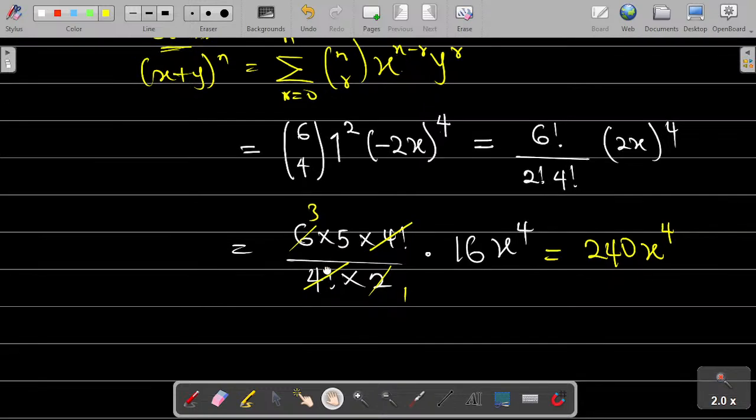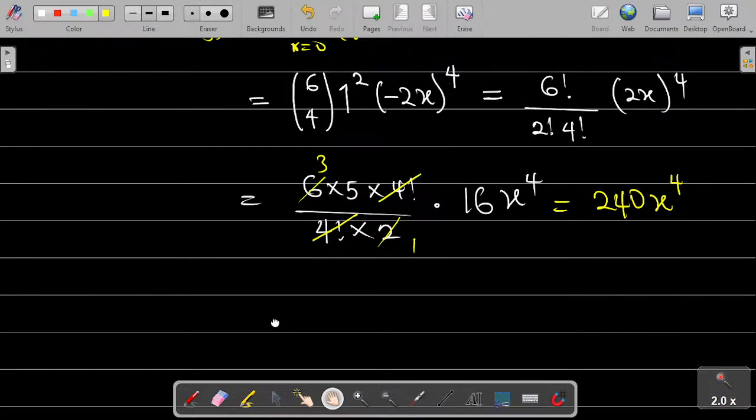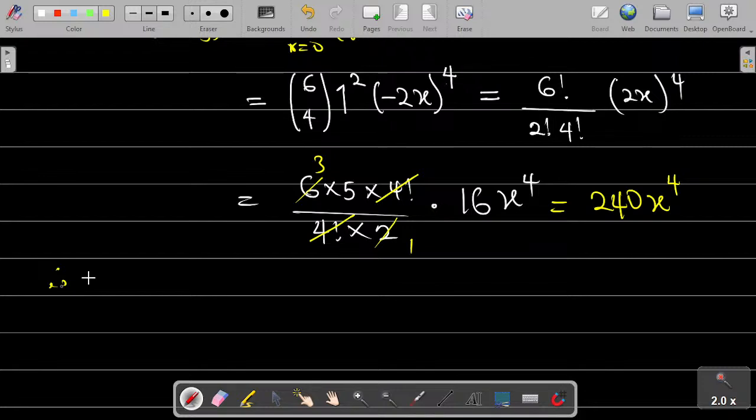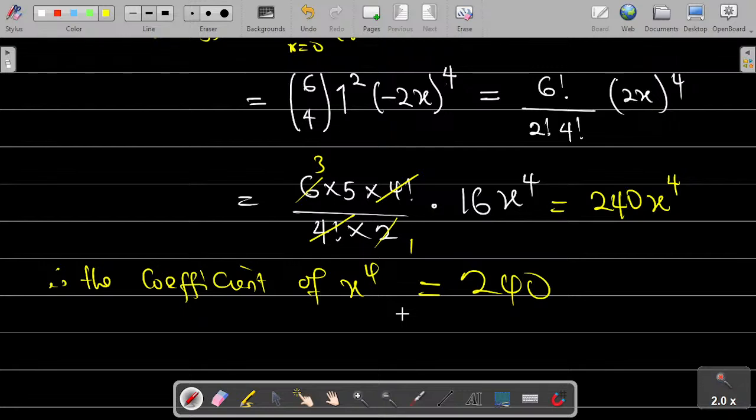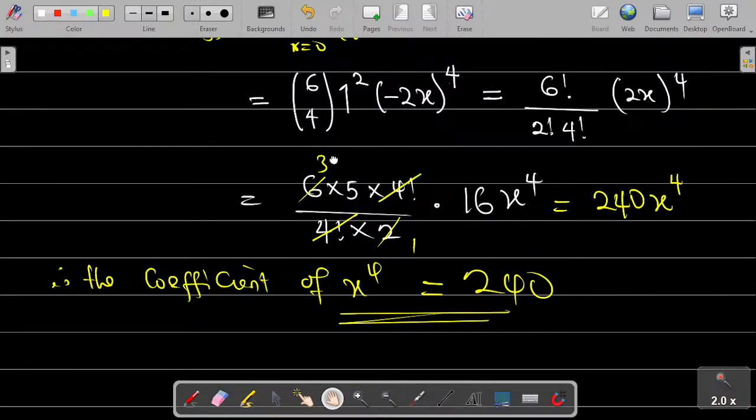And we are done. Therefore, the coefficient of x raised to the power of 4 as required is equal to 240. And that is the solution for number 48. I wanted to say that number 48 is the last question on binomial expansion, but no, it is not.